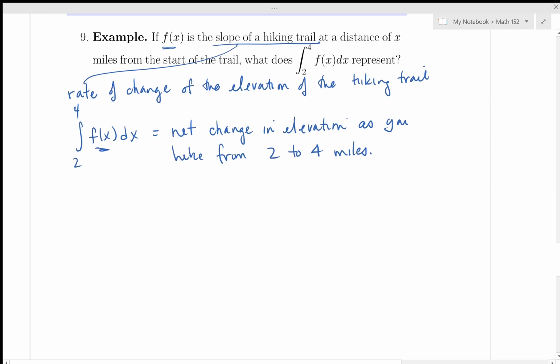So let's just draw a graph to try to illustrate this with a couple of examples. Here's a graph. Here's your elevation.